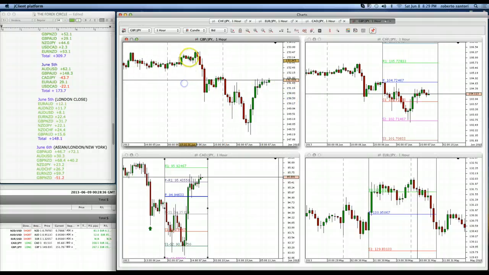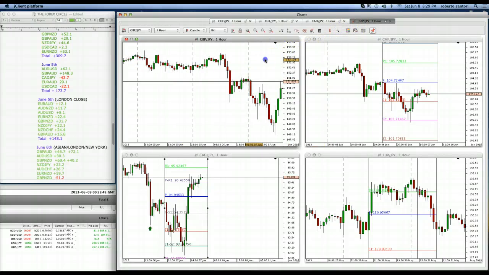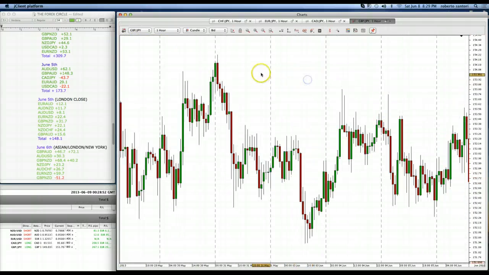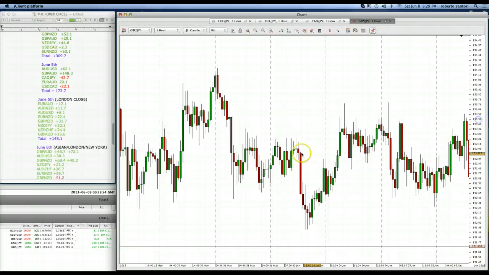Here's a pound yen sold off. Here's the London close. Market turns around and heads north, and puts in about 141 pips in the opposite direction. Okay, and then we just move on. Just go back in history. Let me just pull up the chart bigger. You just go back in history and look at what the market has done prior to the London close.